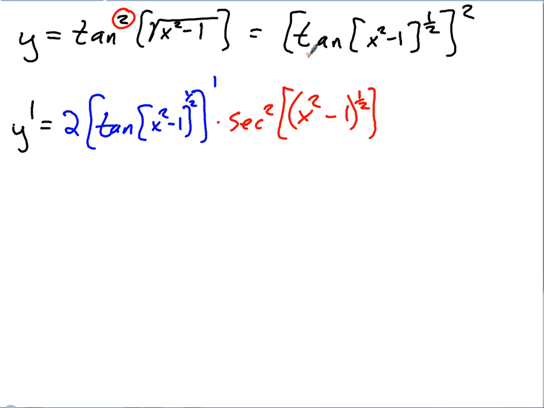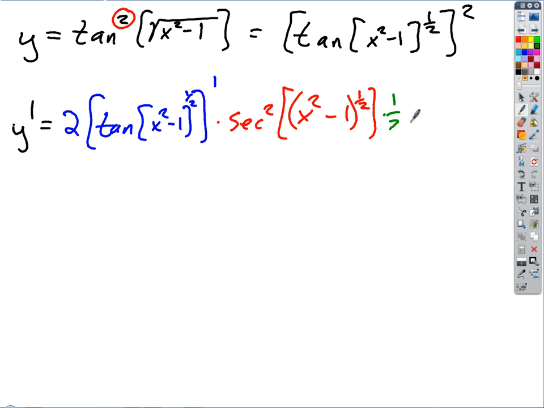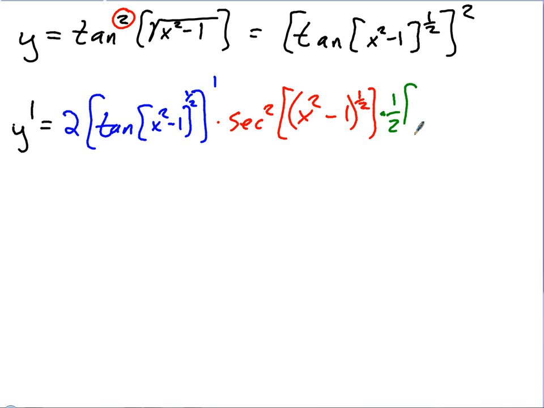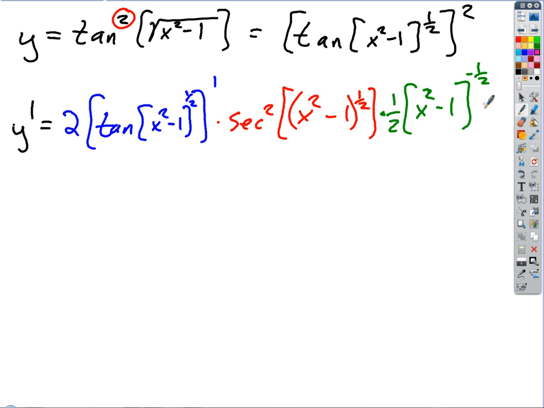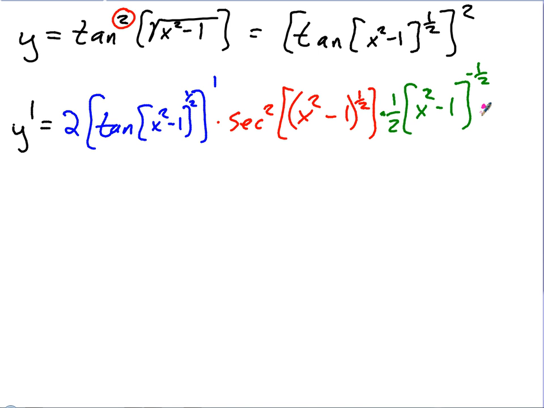The derivative of hand to the 1/2 is 1/2 times hand to the negative 1/2, and hand in this case is just x squared minus 1. And then finally, my 4th link in the chain. What's the derivative of the very inside of the onion? 2x. Calculus is done. Yeah, the calculus is done.